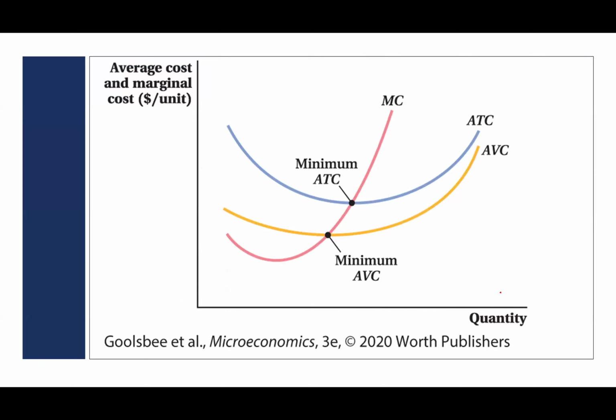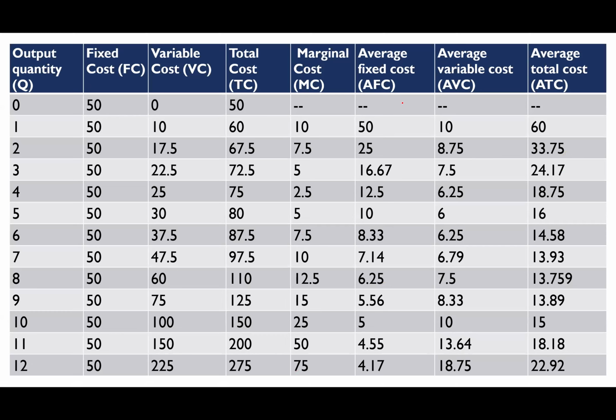Right, so here's what we see graphically. We have average total cost in blue, average variable cost in yellow, and marginal cost in red intersecting both of those curves at their minimum point. And this table is to show you that again, right? Marginal cost should equal average variable cost and average total cost at their minimum points, right? So that's where we should see the turn.